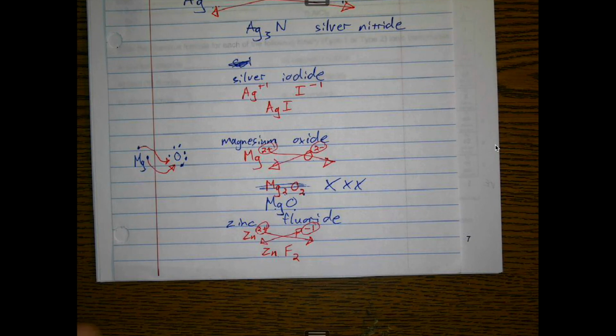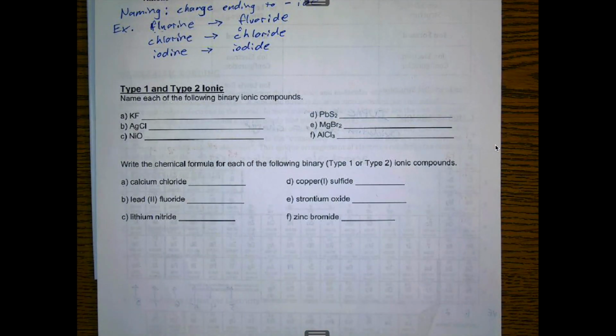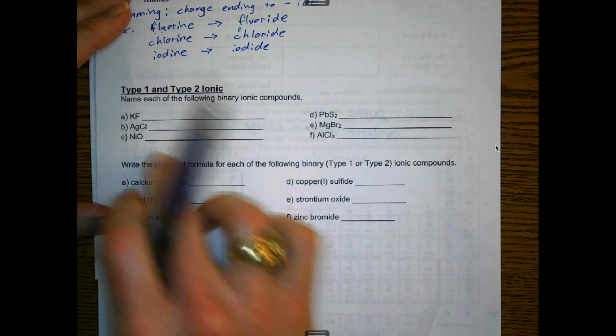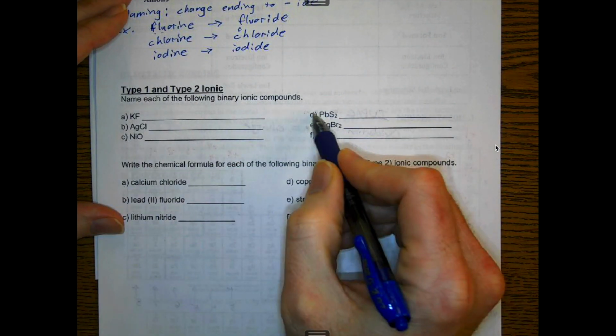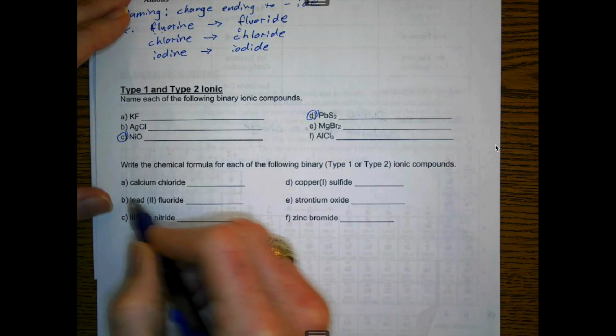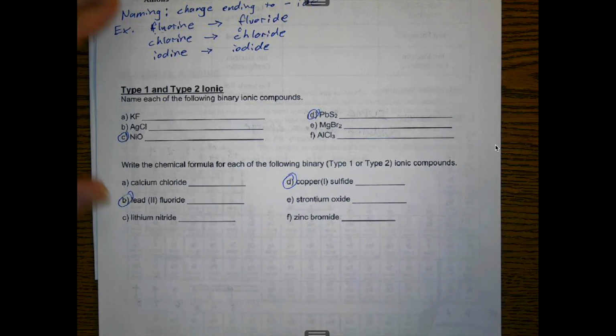All right, that should get you through everything. Try these on your notes. Just for practice, I'm going to put the answers up in just a second. When you try these, you cannot do this one, and this one, or this one. Those are type 2.